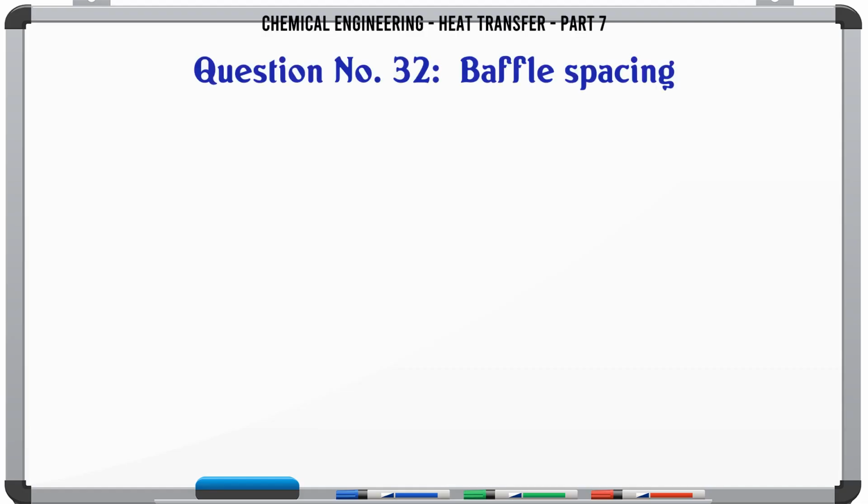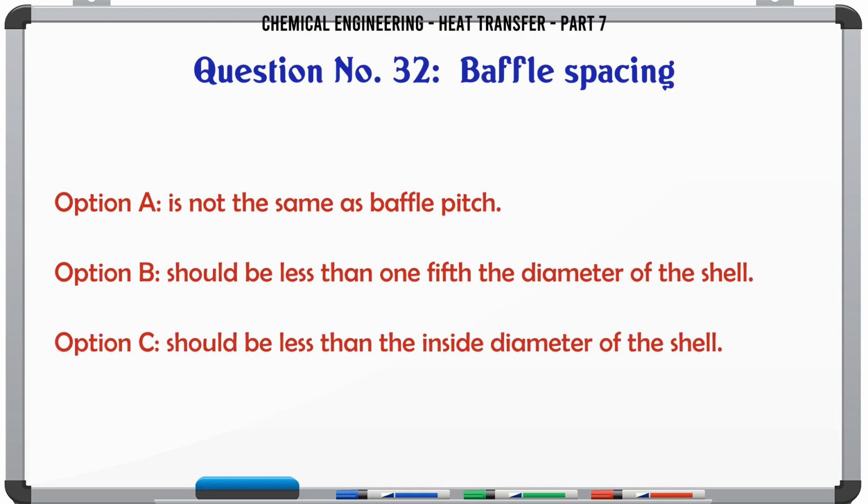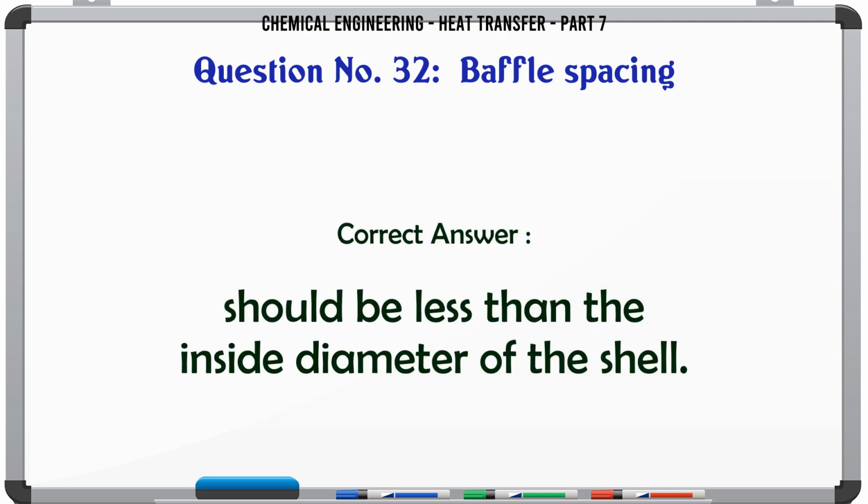Baffle spacing A. is not the same as baffle pitch. B. should be less than 1/5 the diameter of the shell. C. should be less than the inside diameter of the shell. D. None of these. The correct answer is should be less than the inside diameter of the shell.